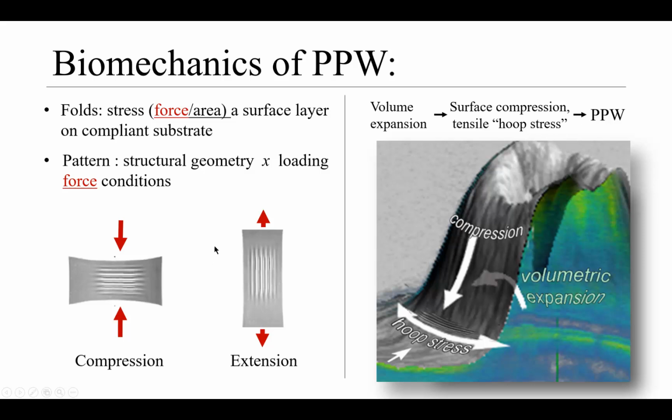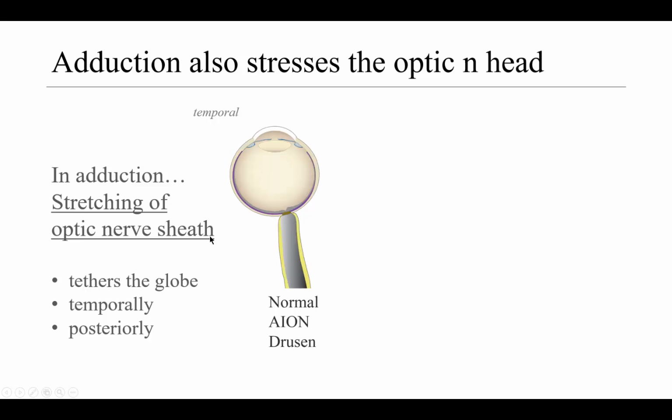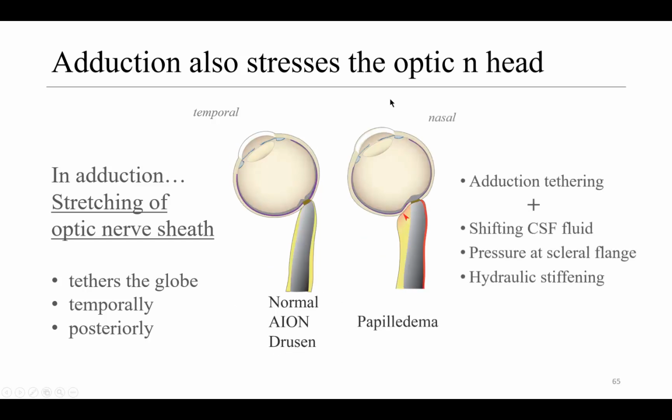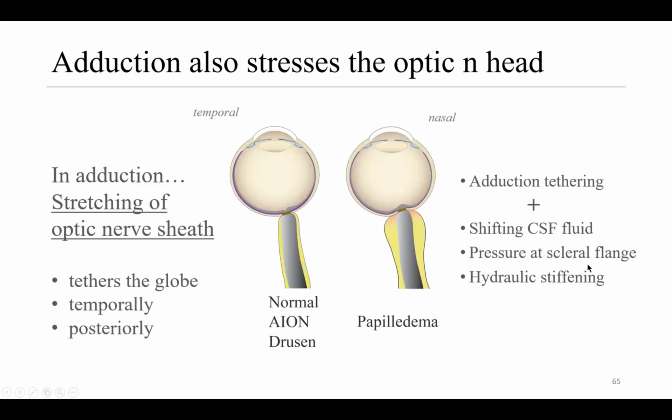Well, these observations that I just showed you suggest that adduction also stresses the optic nerve. And what happens in adduction is you end up stretching the optic nerve sheath, and this tethers the globe temporally and posteriorly. And that's what we saw in the normals and ischemic optic neuropathy. But in papilledema, in addition to the tethering you get from adduction, you also have additional forces caused by shifting CSF fluid, pressure on the flange, and hydraulic stiffening.